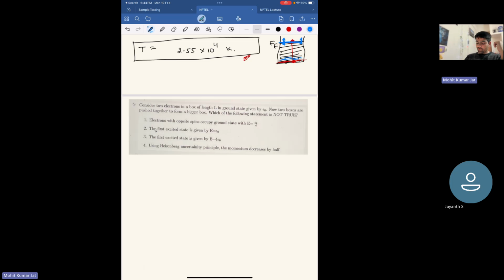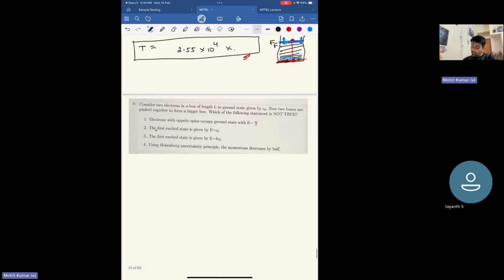Now moving on to the next question: consider two electrons in a box of length L in the ground state, with energy given by epsilon naught. Now two boxes are pushed together to form a bigger box. Which of the following statements is not true? So let's just make the two boxes. This looks to me like the classic, signature problem of quantum mechanics, the particle in a 1D box.